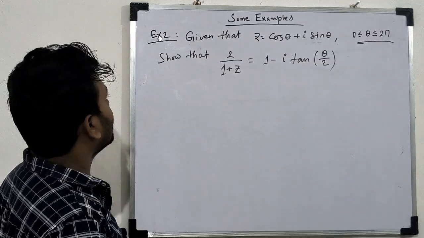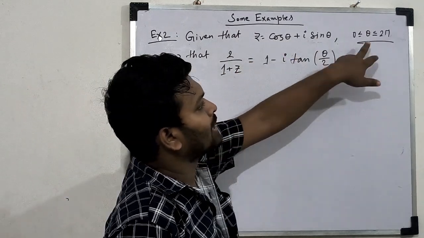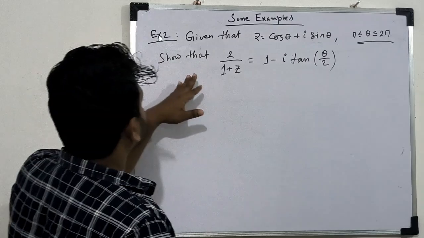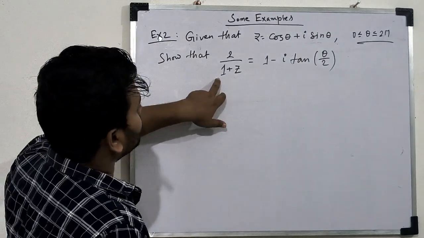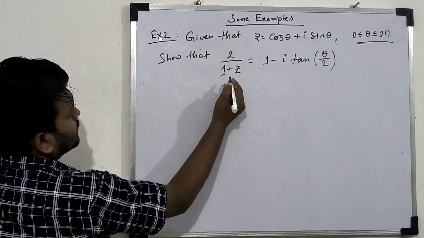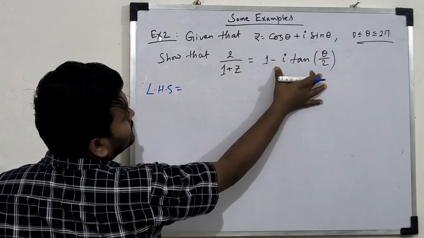This is example 2. Given that z = cos θ + i sin θ, where θ lies between 0 and 2π, we have to show that 2/(1 + z) = 1 − i tan(θ/2). So we take the left hand side and we prove that this is equal to this.